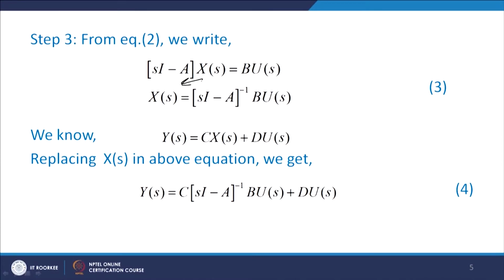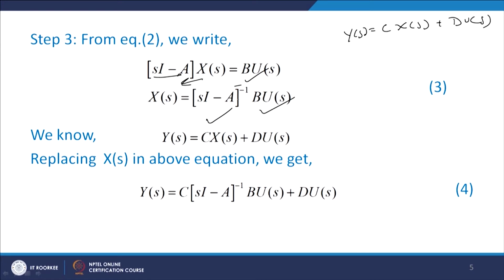Here we take sI minus A to one side and B into U(s) on the other. Then we keep X(s) on the left, and sI minus A we move to the right hand side. So it becomes sI minus A inverse into B into U(s). So, X(s) equals sI minus A inverse B into U(s), and what is Y? Y(s) is C into X(s) plus D into U(s).